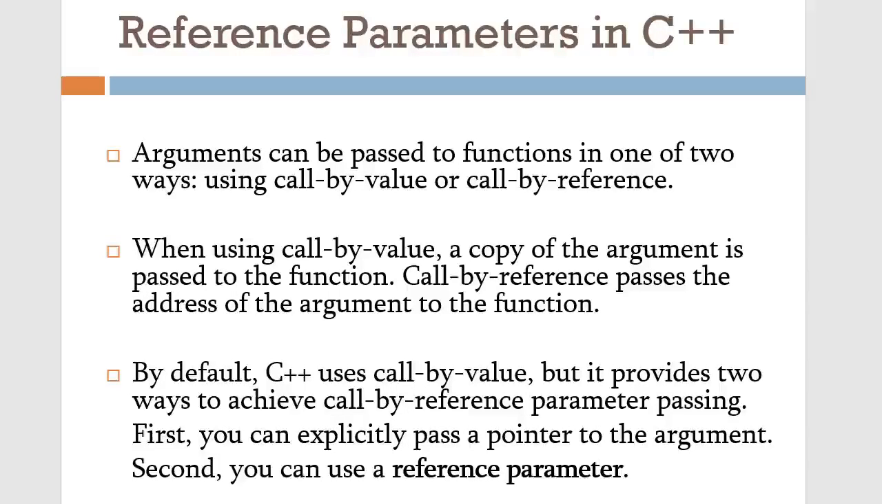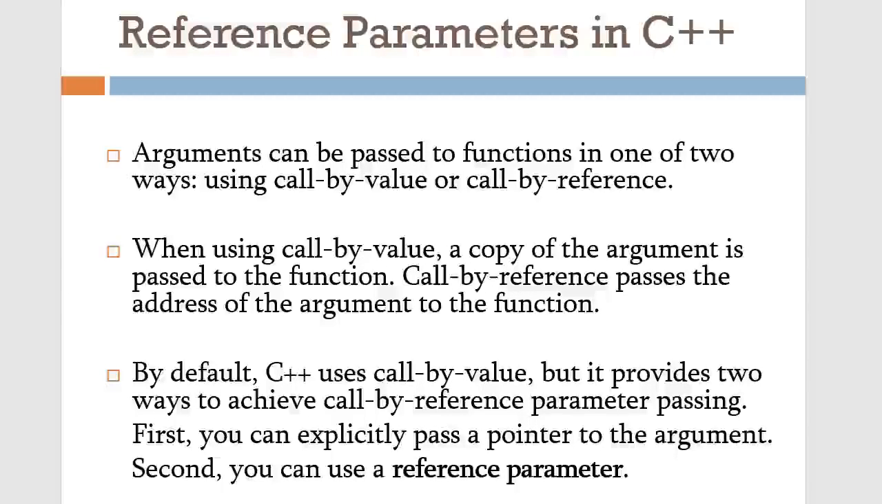Now, as you know, arguments can be passed to a function in two different ways: one by using call by value and another by call by reference. When you're using call by value, a copy of that argument is passed to the function. So a new variable or a new object is created when you use call by value, and that object is created temporarily on the stack. And when you exit that function, that object is destroyed.